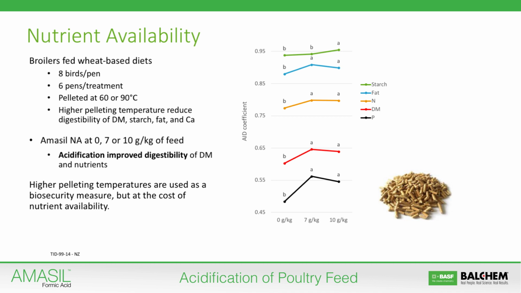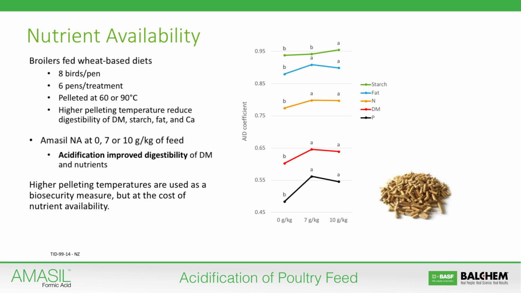What I wanted to draw your attention to specifically for the context of this video is the improvements that we're seeing in the digestibility coefficients for things like phosphorus, nitrogen, energy components such as fat and starch, and overall dry matter availability. And what we see here is dramatic improvements. Phosphorus goes from just over 45 to just over 55%, or almost a 10 percentage point improvement in phosphorus digestibility simply by acidifying feed.